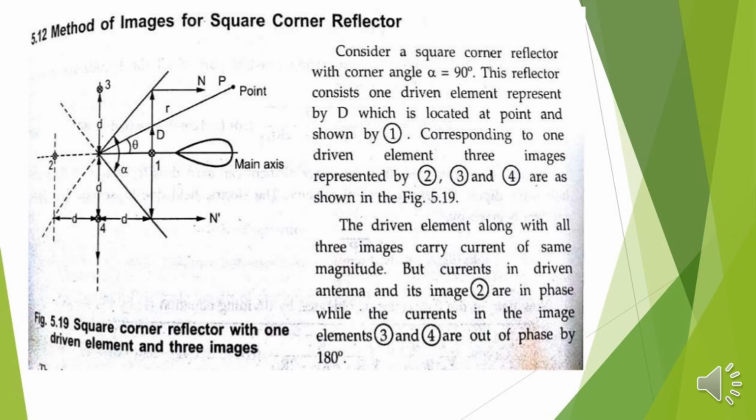The driven element carries the current of the same magnitude all throughout the images. The current in the driven antenna and the image is said to be in phase, while the current in the images 3 and 4, that is towards the center point, are said to be out of phase by 180 degrees. So this is how the image is being formed.